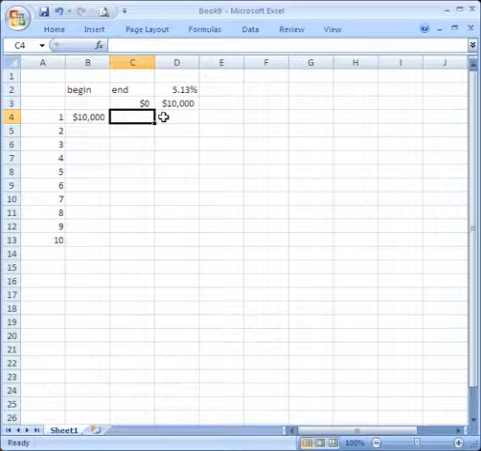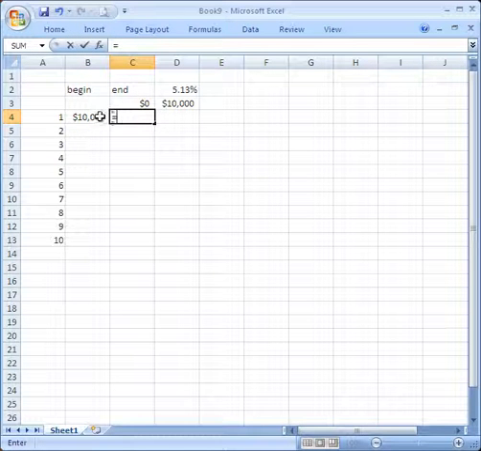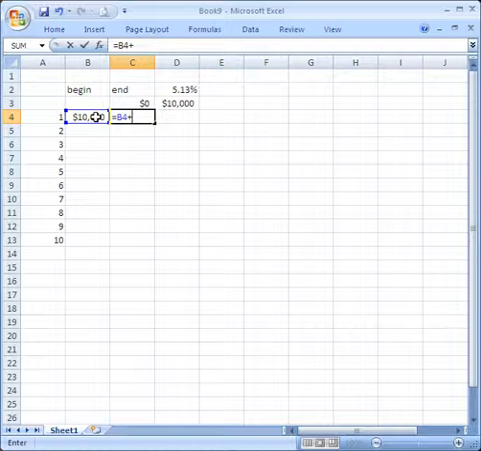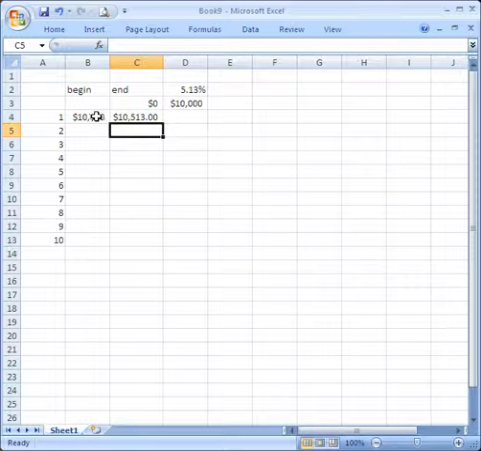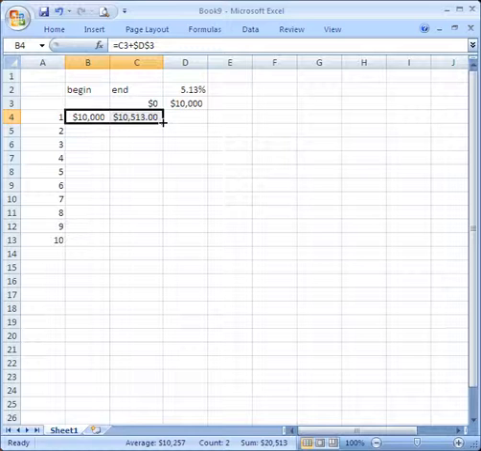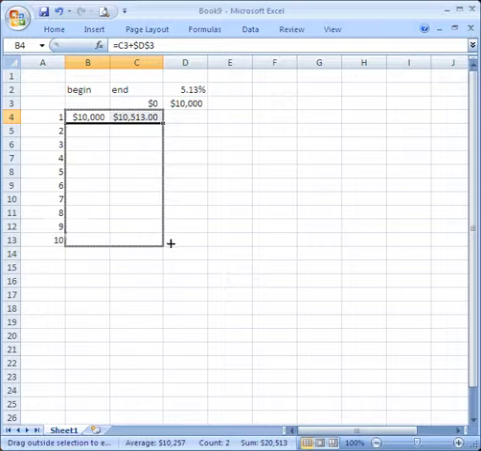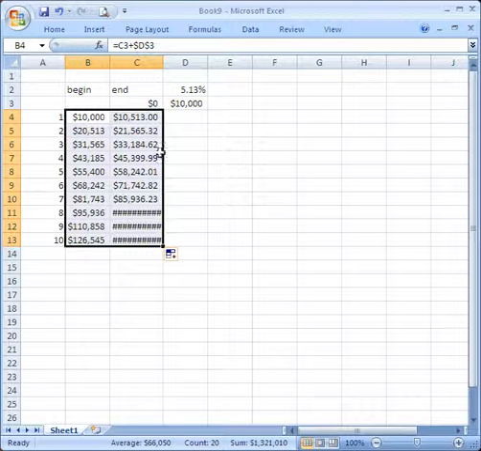Each year at the end of the year, we have whatever we had at the beginning plus the yearly interest, which is 5.13%. Dragging these two down, we can find out what happens over the course of the whole 10 years. When we see number signs like this, it means the column is not wide enough. So we double-click right here.